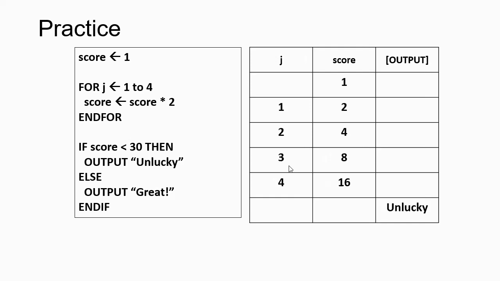Okay, here we go. So this is what I've got. So score is 1 to begin with. During the first iteration of our for loop, score gets doubled to 2. Then the second, it gets doubled to 4. Then it gets doubled to 8. And then it gets doubled to 16. And then when we get to our if statement, if the score is less than 30, and 16 is less than 30, then we output "unlucky". We don't then output "great" because that's in the second half of the if statement, which we can ignore because we've executed the first part of the if statement instead.